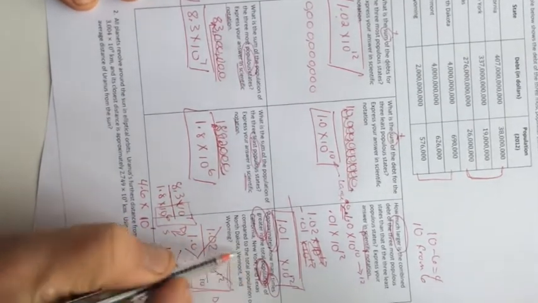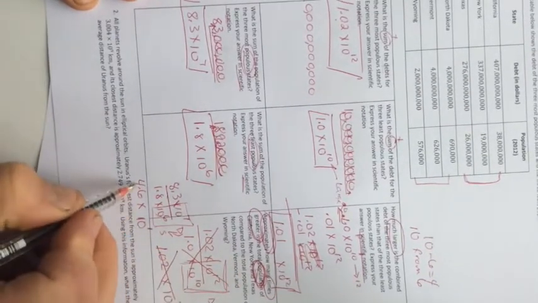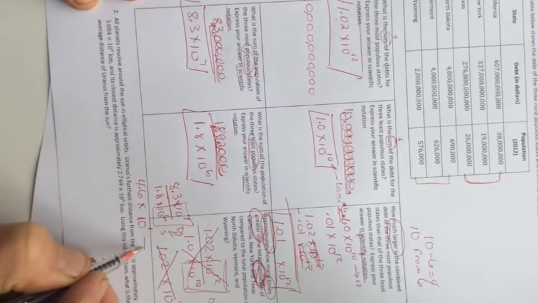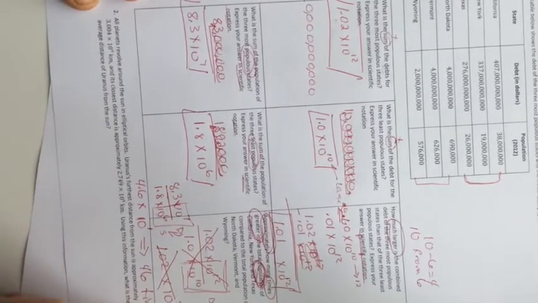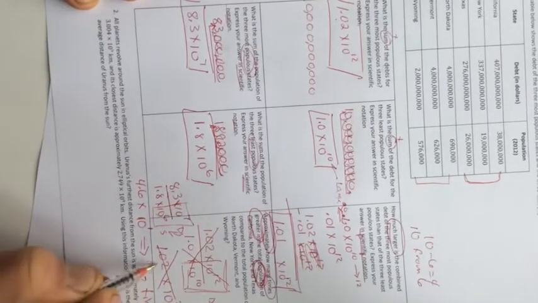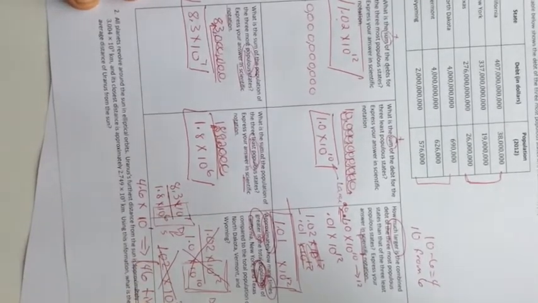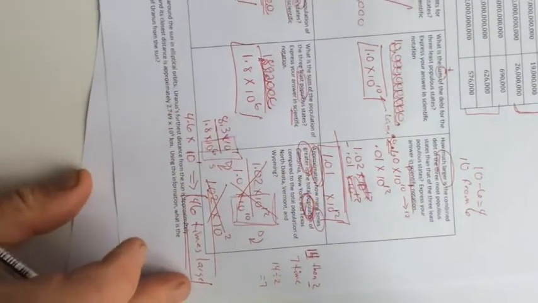Now it says how many times larger is that? 4.6, this is times 10, so that's the number 46 times larger. So the big states are 46 times larger than the smaller states. So it takes 46 of the small ones to make the big ones. Okay, there will be some more like that.